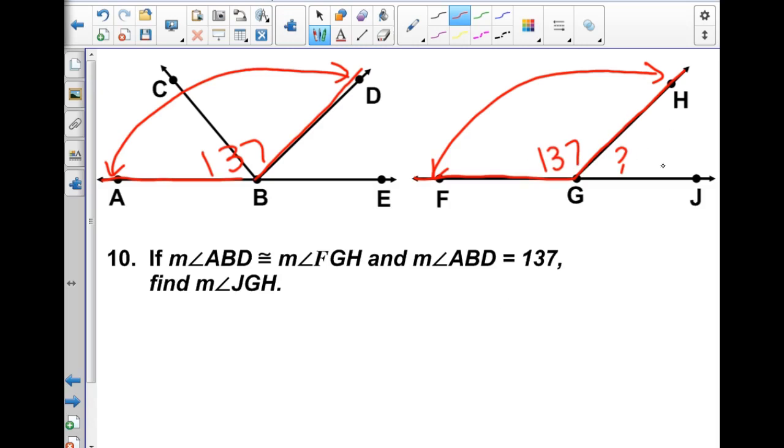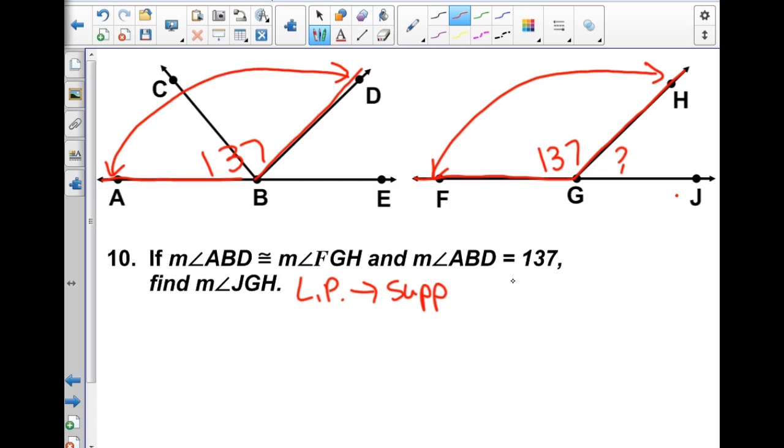What do these two angles form on the right-hand side here? 180. So they're supplementary. They form a linear pair. So since they are a linear pair, that implies the supplements theorem, saying that they add up to 180.